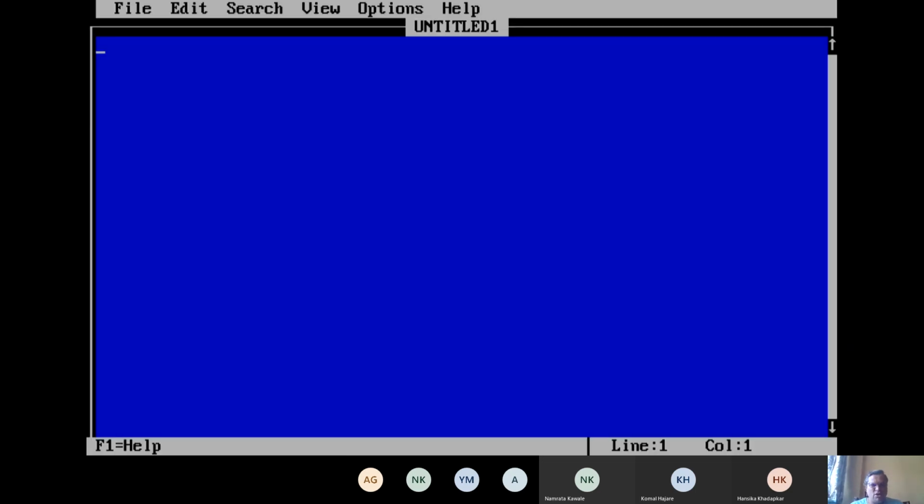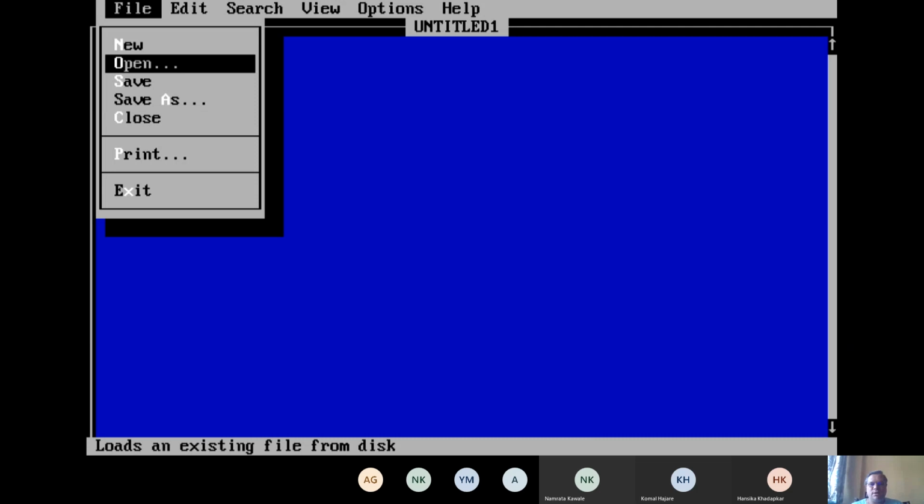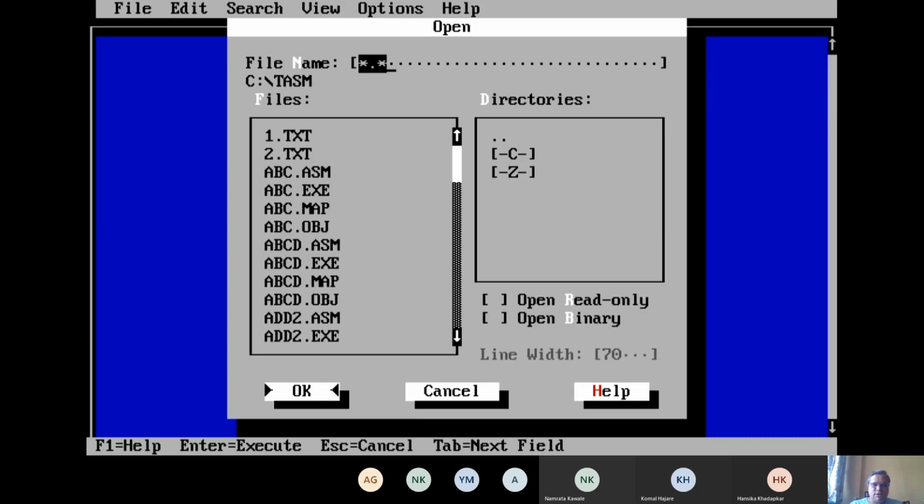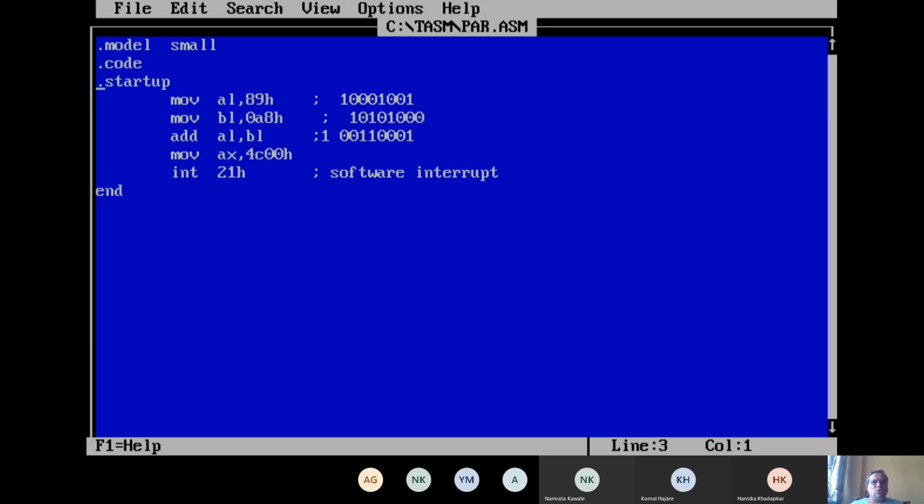I will quit this and I will again enter into edit mode. I will open my file whose name is, let's say, par.asm, and now I will take the operands in such a way that the lower nibble will not forward any carry. So to take that kind of operands, what I should do is I should make this bit 0. So if I make this bit 0, what will happen?